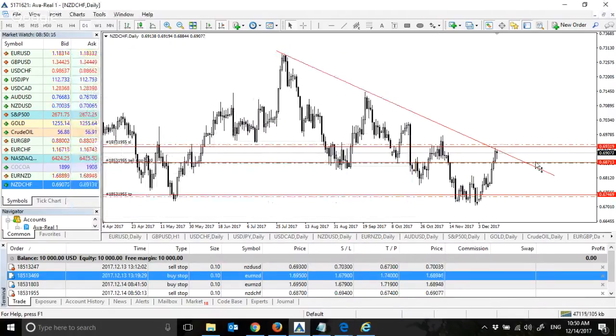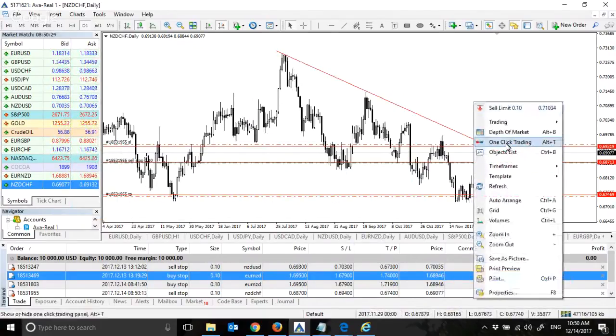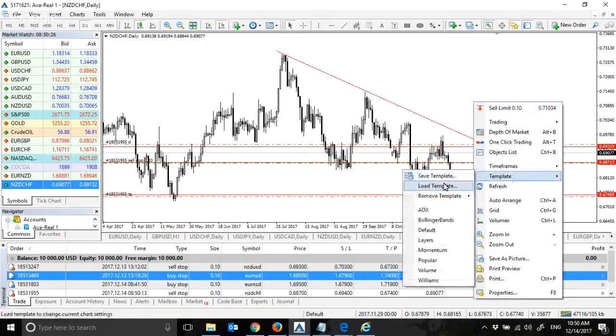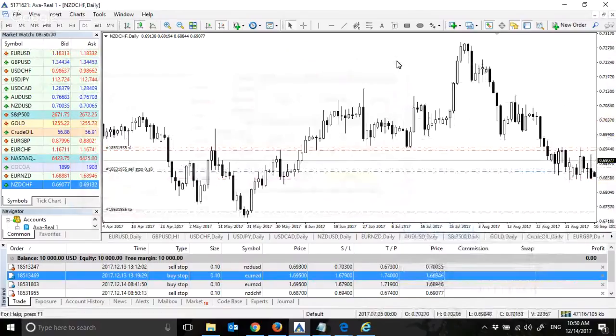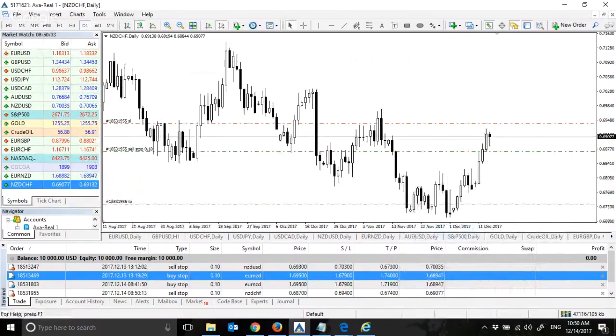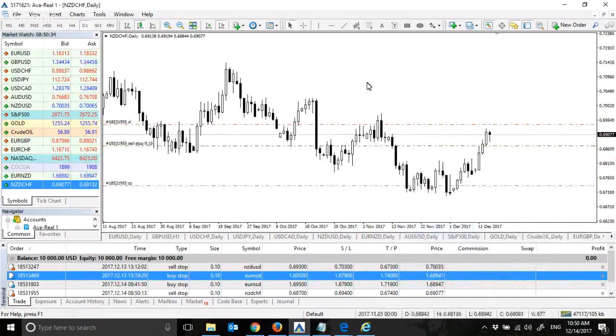And as you can see, it's almost exactly where I just drew my support and resistance level. Let me remove it, and you can clearly see now the order entries and the positive reward to risk ratio here.